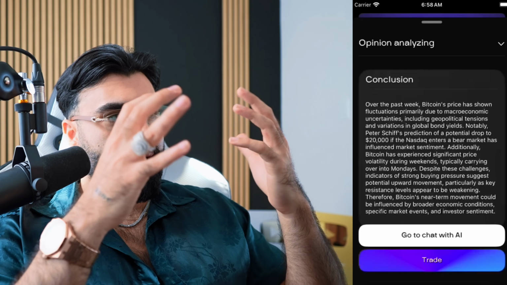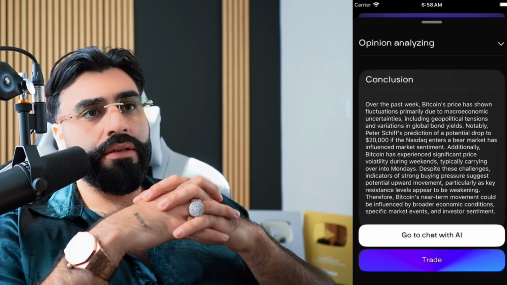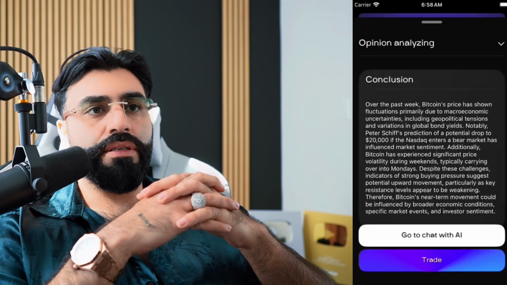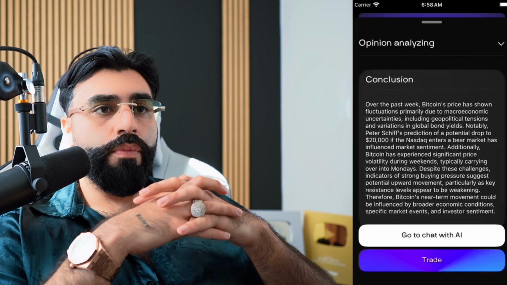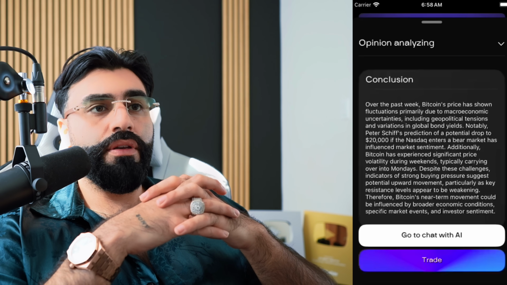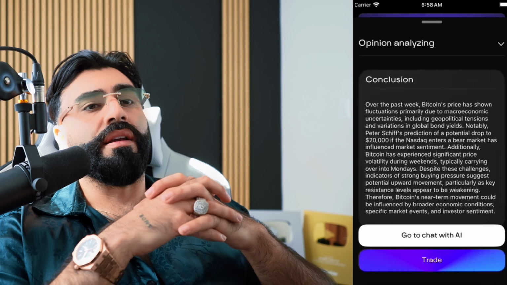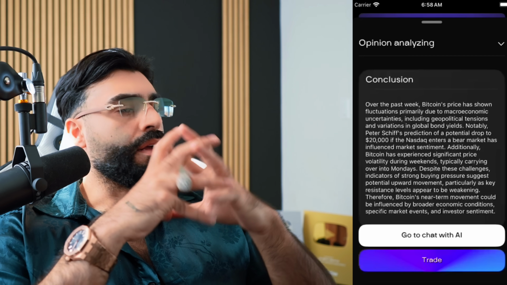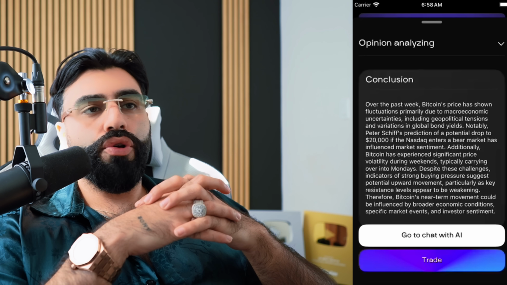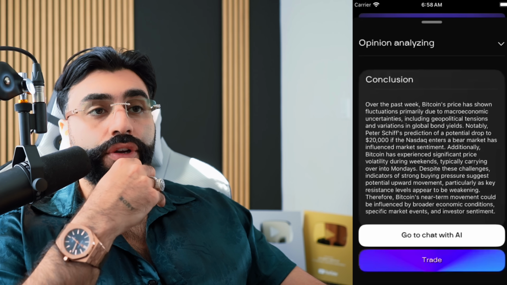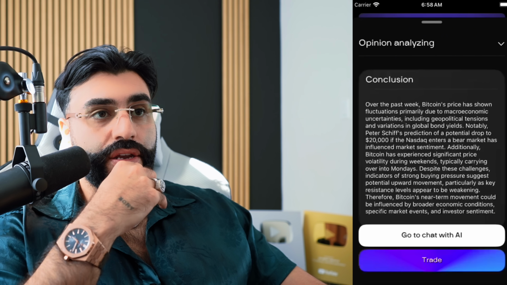But here again, our beautiful AI tells us that, look, resistance levels appear to be weakening, so we're going to see some upward trend. Therefore, Bitcoin's near-term movement could be influenced by broader economic conditions, specific market events, and investor sentiment. Again, giving you guys a very good look at what's going to be happening with the price of Bitcoin in the near term. You know, keyword near term.